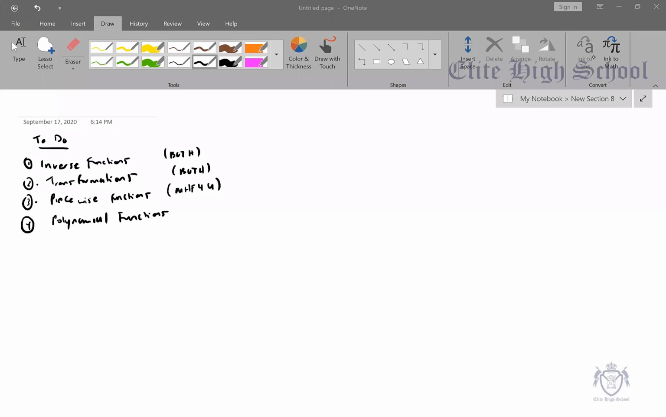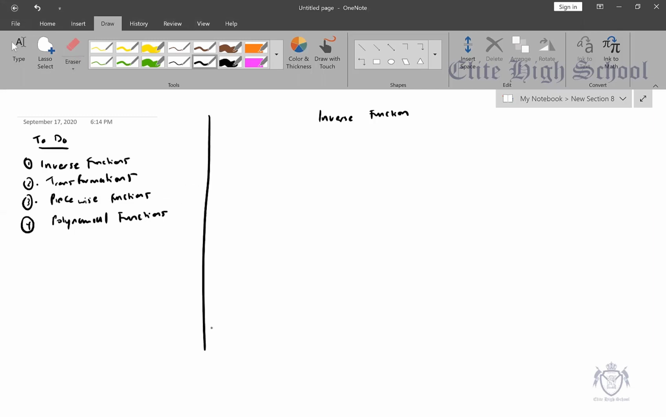So today we're going to look at the inverse function. Now, maybe you have been exposed to this, but what the inverse function is, basically, is a function where the x and y values are swapped.